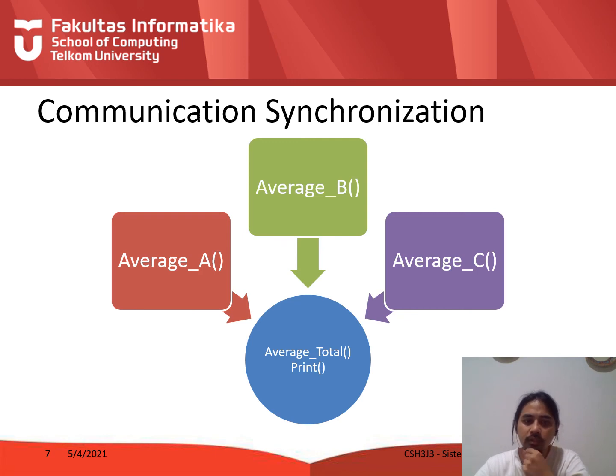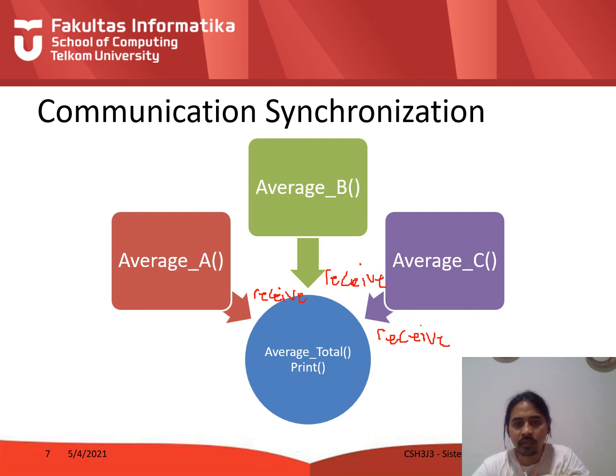And the last is synchronous communication. For example, there is an average process that is divided between three different cores, average A, B, and C, and then it is gathered to calculate the average total. So here, in the last process, average total will receive from the other cores. So here, communication happens, receive, and receive.